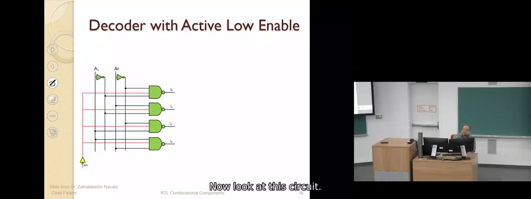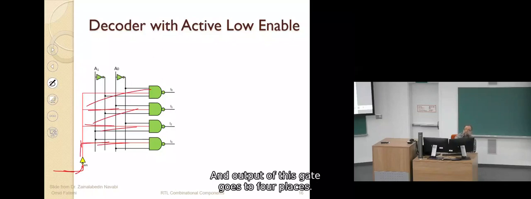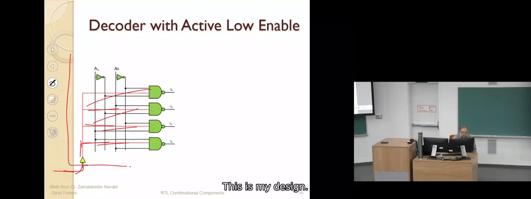Now look at this circuit. The outside world sees an input, and this input goes only one place, not 4 places. And the output of this gate goes to 4 places. And the output of this gate is inside my design. So here is my design. This is my design now.